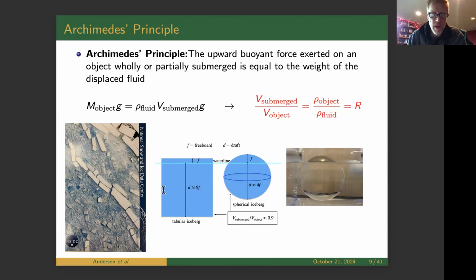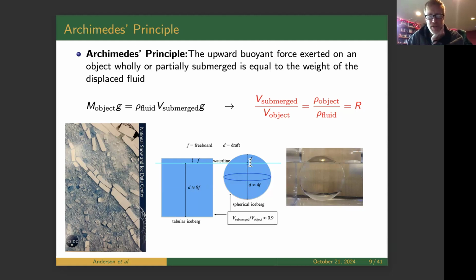And I think that's a pretty familiar notion, that 90% of the iceberg is below the waterline. So if you have something like a tabular iceberg, maybe something that looks like one of these, at least from above, and you have a freeboard, so the height above the waterline, that's maybe 10% of the whole iceberg depth.